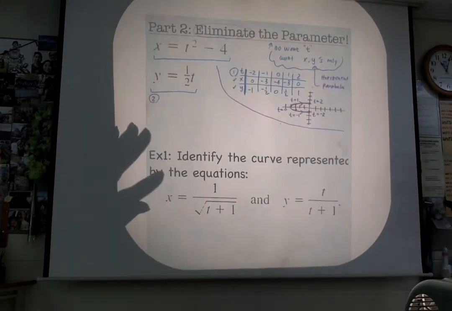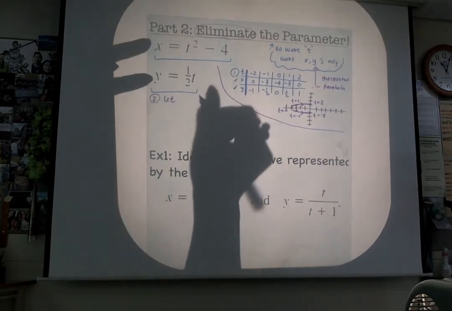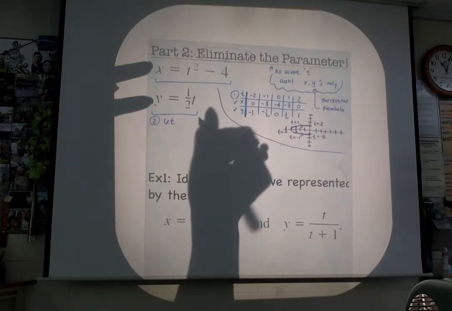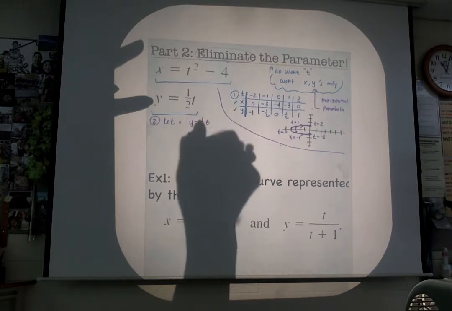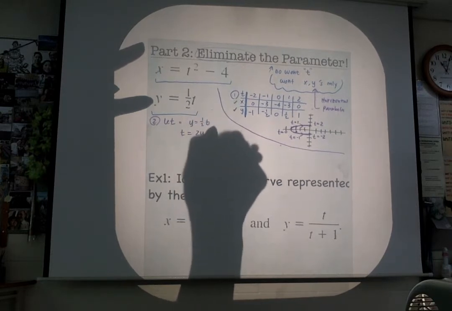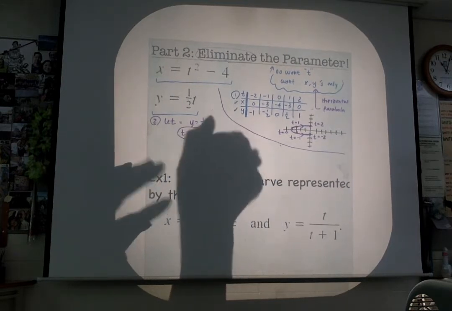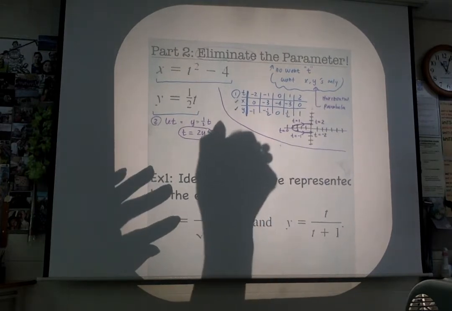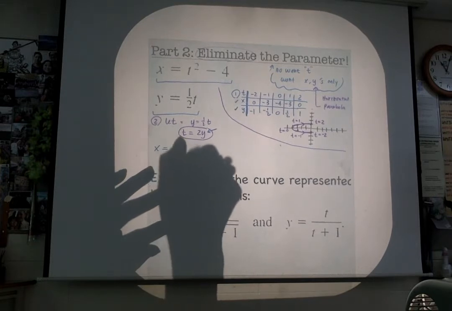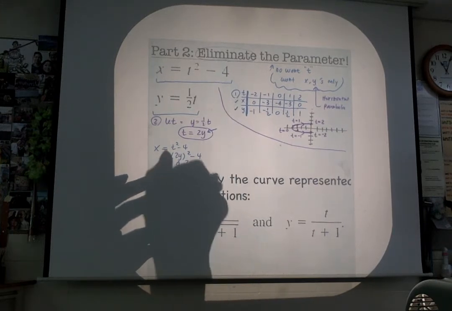So here is how you eliminate the parameter. I'm going to solve for t. Which one's easier to work with? Maybe it doesn't matter to you because you're a smarty pants, but I think y equals half t is easier. I use the second equation, y equals half t, to get t equals 2y. Every time I see t, I'm going to plug in 2y instead. So now x is equal to, not t squared minus 4, but 2y squared minus 4, so I get 4y squared minus 4.